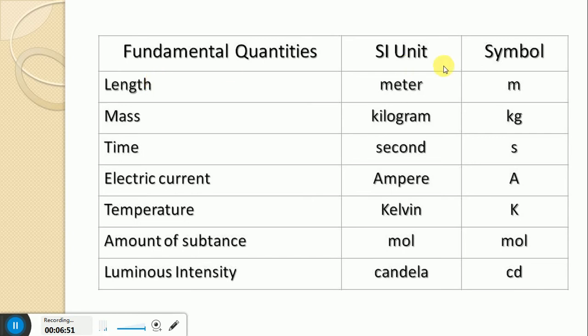Length: the SI unit of length is meter, represented by m. Similarly, mass with kilogram, kg. Time has second as a unit, s. Electric current: ampere is its unit, and A is the symbol. Temperature, that is Kelvin. Amount of substance, that is mole. Luminous intensity, candela.